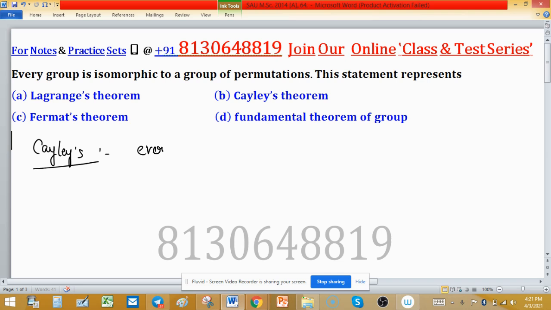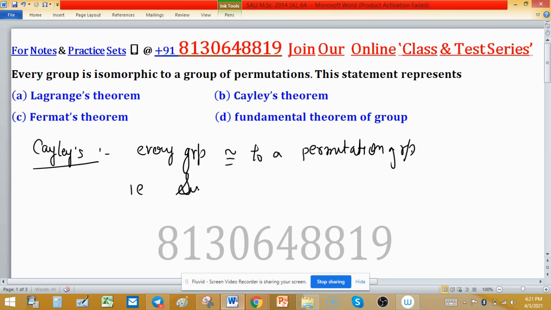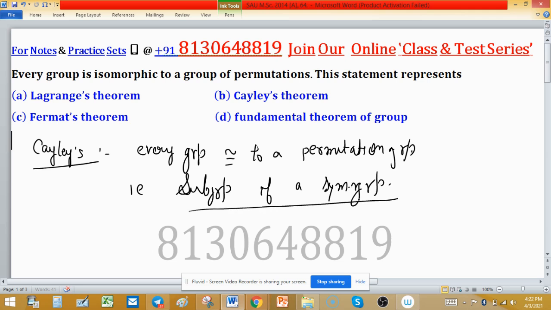Every group is isomorphic to a permutation group, that is, a subgroup of a symmetric group. This is a direct statement asked in exams.